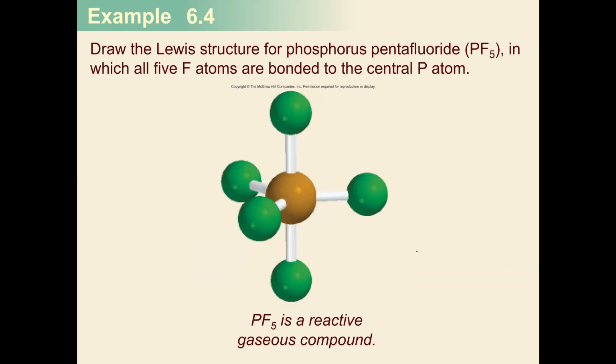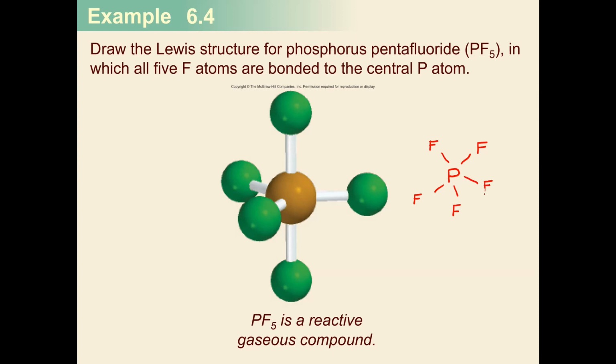So finally, let us go and do this example. Draw the Lewis structure for phosphorus pentafluoride, PF5, in which all 5 atoms are bound to our phosphorus. So if we do that, we have our phosphorus, and now I need to bind 5 fluorines. There is 1, there is 2, there is 3, then I have number 4, and finally number 5. So there is my skeletal structure.